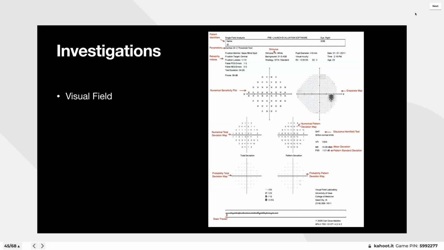So let's talk a bit about the visual field printouts that you get. Really what I want us to focus on is the top left-hand corner over here. These are what we call our indices for reliability.